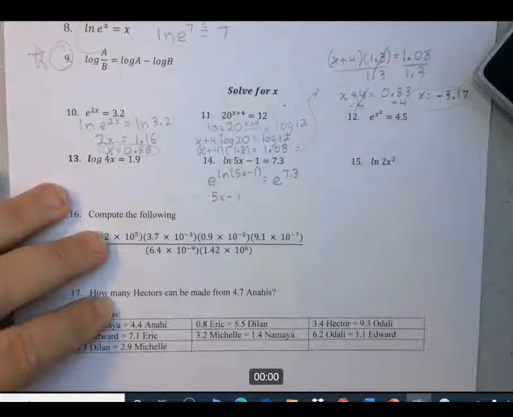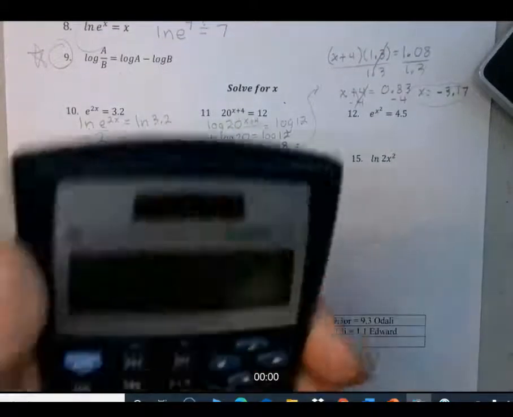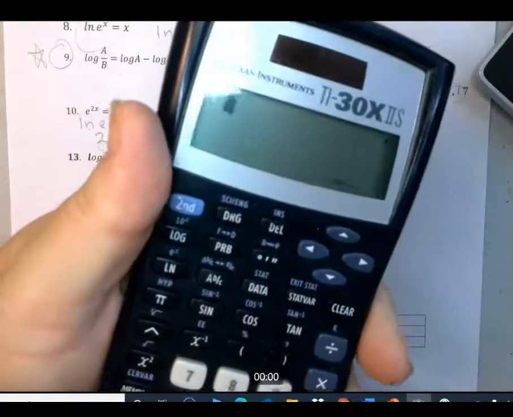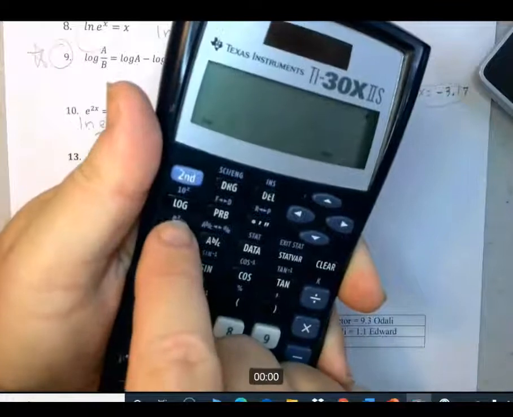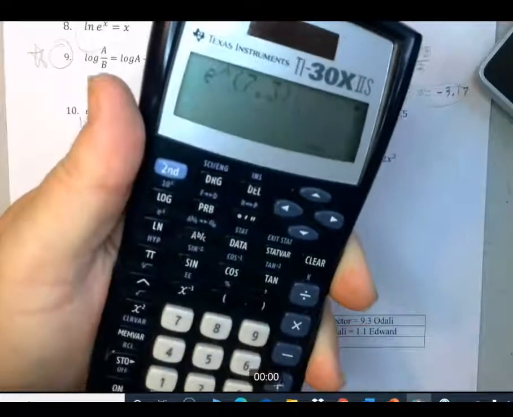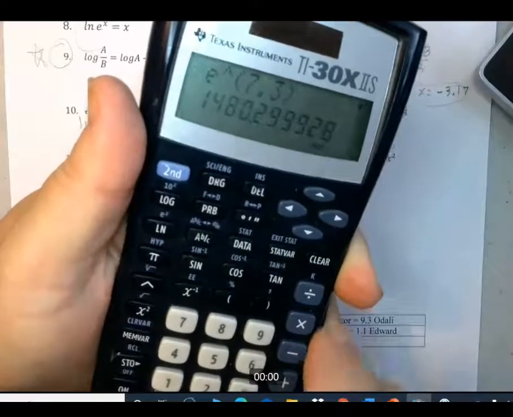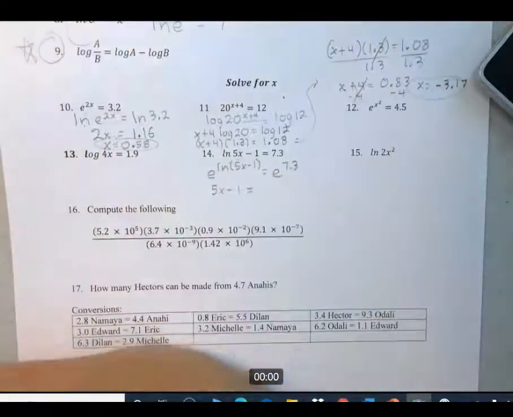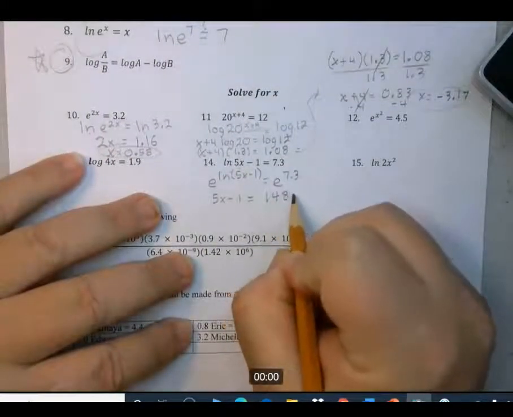Boom, it comes out. And then that's going to equal e to the 7.3, so we're going to come over here. Again, we need to use the second function, and ln, that gives us e raised to the x, and that our x in this case is 7.3, and that gives us a big old number. 1,480 is close enough. And now it's just an algebra problem.